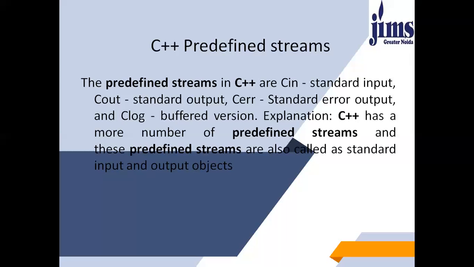The C++ cout statement is the instance of the ostream class. It is used to produce output on the standard output device, which is usually the display screen. The data needed to be displayed on the screen is inserted in the standard output stream cout using the insertion operator.